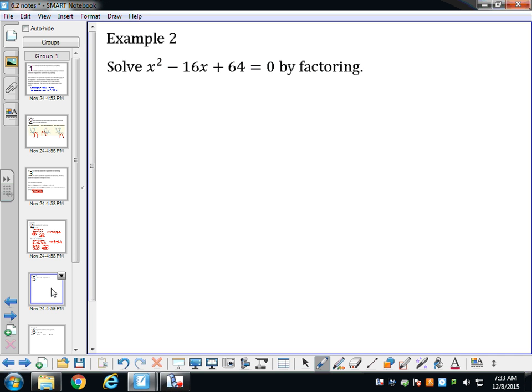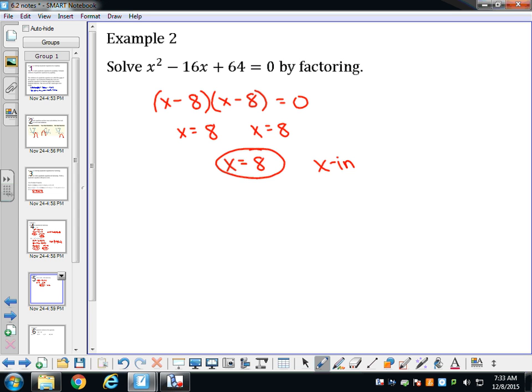Take a minute, solve this one. Okay, this thing factors into (x minus 8) equals 0. So I get x equals 8 in both cases. Now I wouldn't write the same answer twice, so I would just summarize and say x equals 8, or the x-intercept is (8, 0). This is considered to be a double root. So this is where my parabola hits the x-axis in exactly one spot.